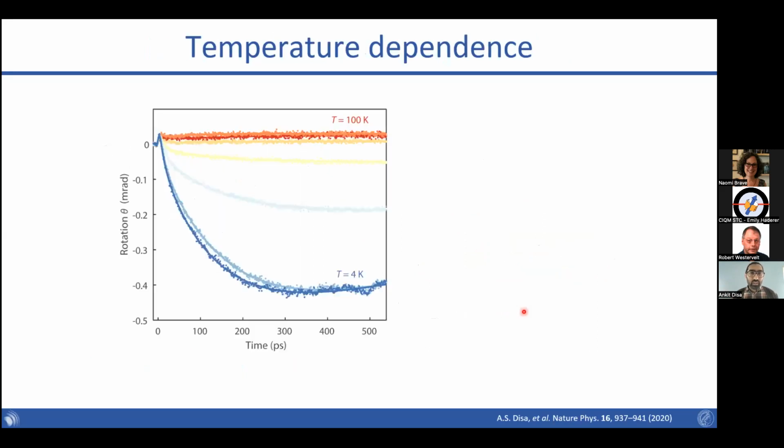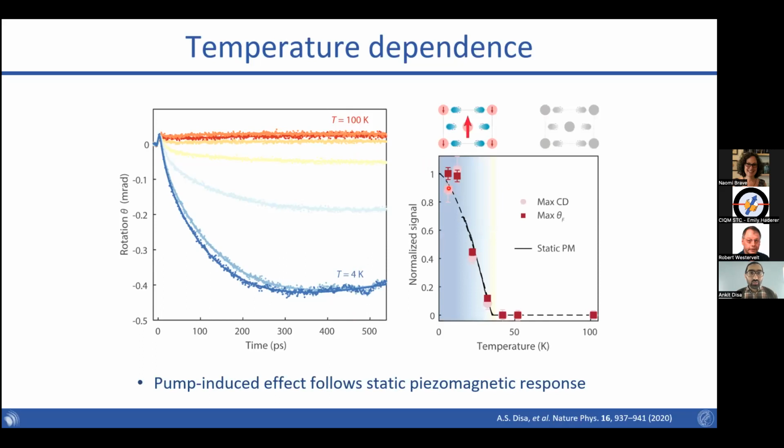And so now we can try to understand this a little bit better. We track this pump-induced signal as a function of temperature. And what we see is that as we warm up the sample, the strength of the signal goes down. If we extract the maximum signal as a function of temperature and plot it, you get these squares, and the circles are the same measurements but from circular dichroism experiments. And what you find is that eventually the signal reaches 0 precisely at the Néel temperature.